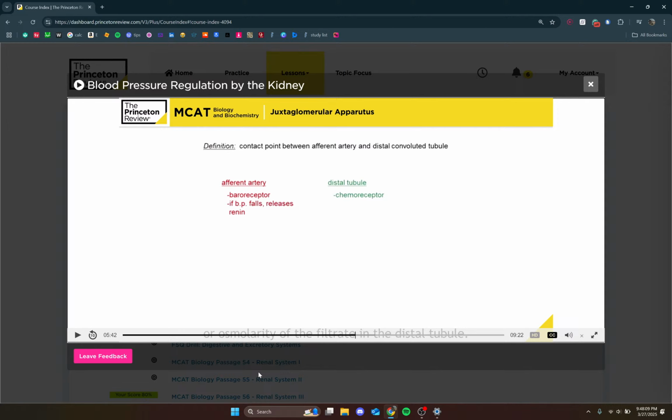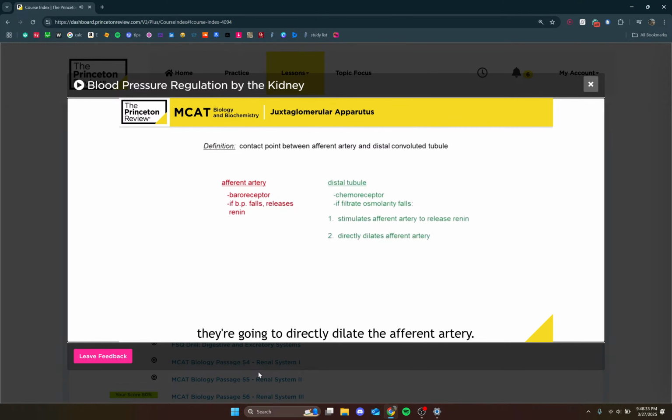Filtrate in the distal tubule. And if they notice that filtrate osmolarity has gone down, the fluid is more dilute, then these guys are going to do two things. First, they're going to stimulate the artery to release renin, really just to make sure that the system has been kicked into gear. And second, they're going to directly dilate the afferent artery. Now, easy enough to do because they're in contact with one another, so the distal tubule can just dump some little vasodilator substance on the artery and cause it to dilate and open up. So maybe a little carbon dioxide, maybe a little nitric oxide.